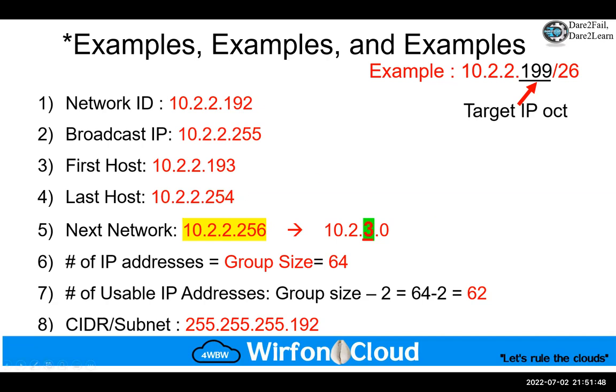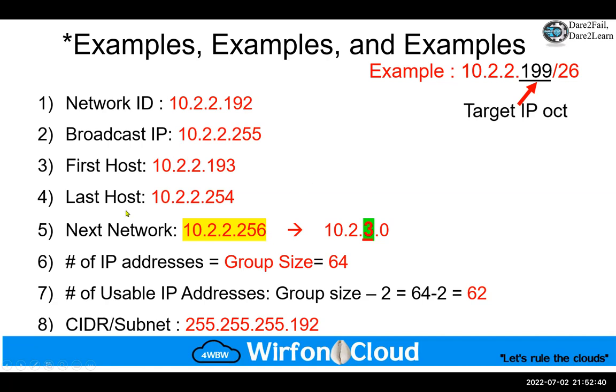Okay, so since we've gone past 199, you can go ahead and write the network ID, which is the ID of the beginning subnet. Once you do your group size increment, it is the one equal to or before the target IP. So in this case, we have 192. So you have 10.2.2.192. When you go in your increments of 64, you have 0, 64, 128, 192, 256, and your target IP octet 199 falls between 192 and 256. Okay. So your network ID is 10.2.2.192.